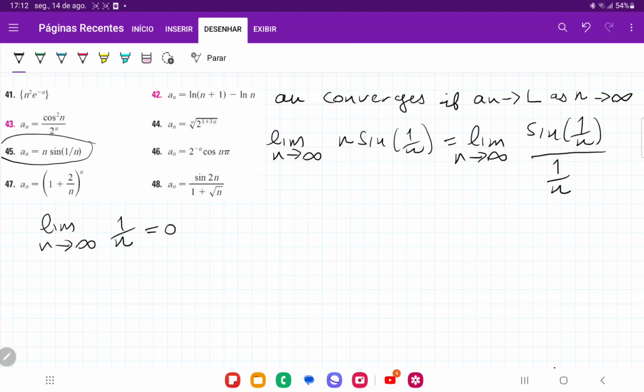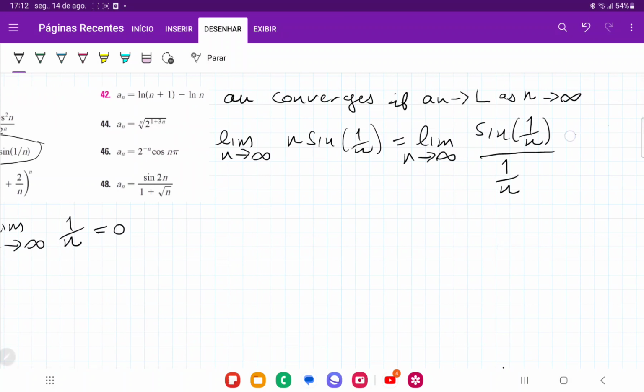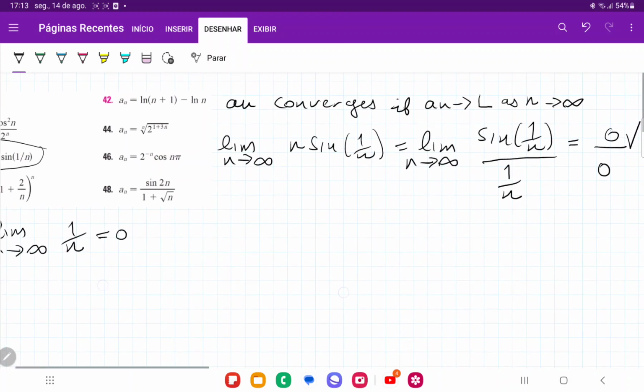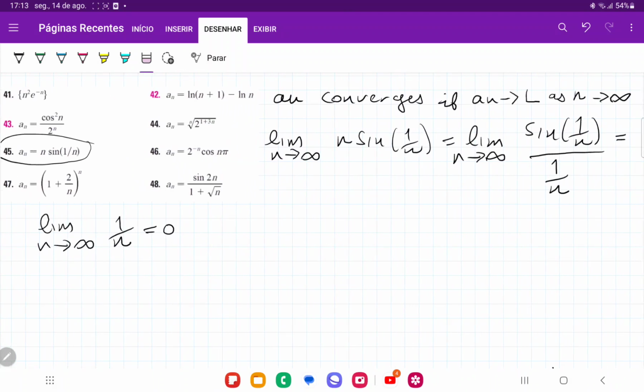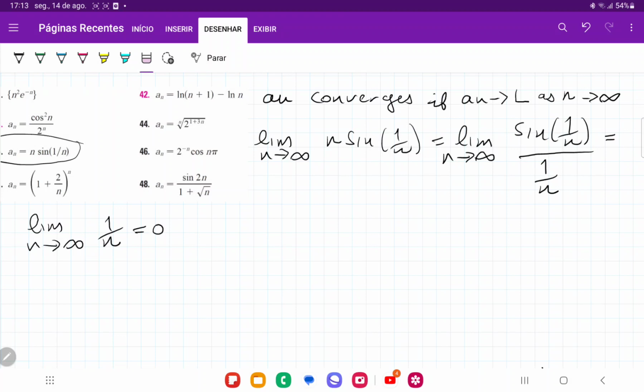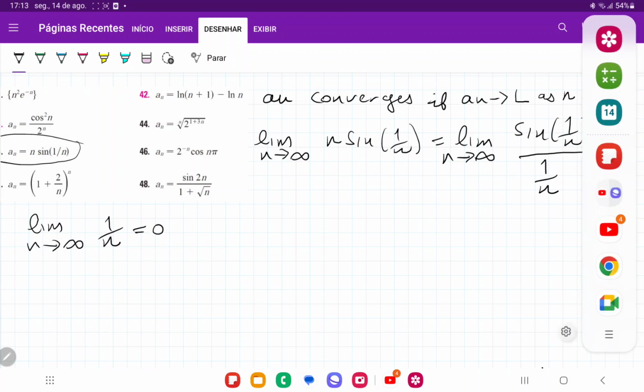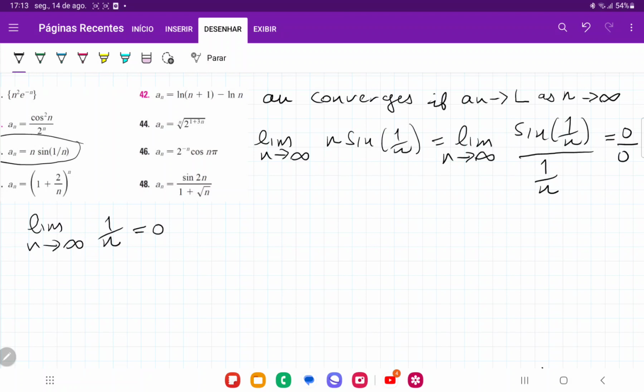So the sine stays where it was, and the n I divided by 1 over n. So this ends up being the same thing, right? Because if you divide by a division, it's like you're multiplying. And now when I take this limit, I'm going to get sine of 1 over n, that's sine of 1 over infinity. So sine of 0, that's 0, divided by 1 over infinity, which is 0. So 0 over 0, hey, this works. That fits in our L'Hopital form.